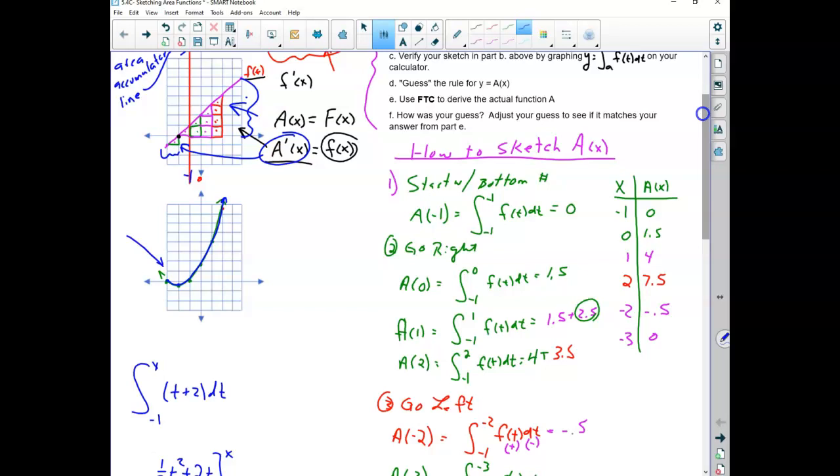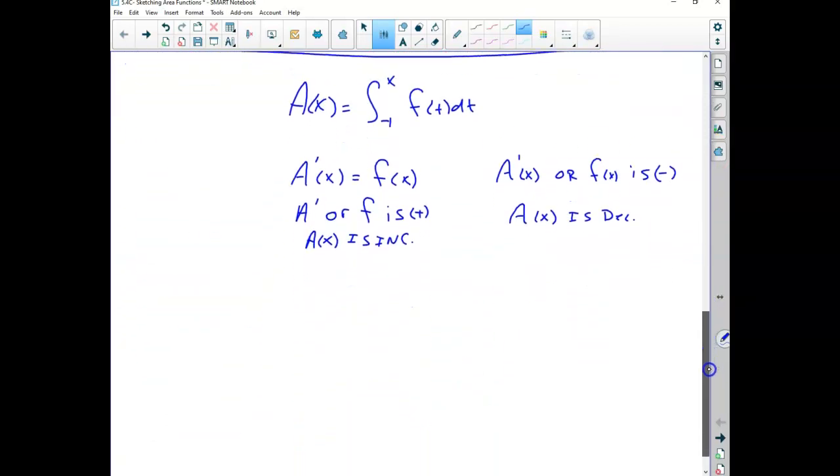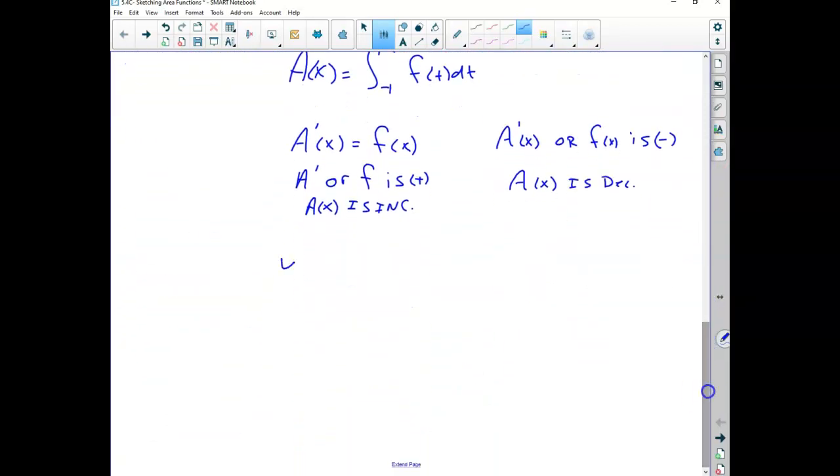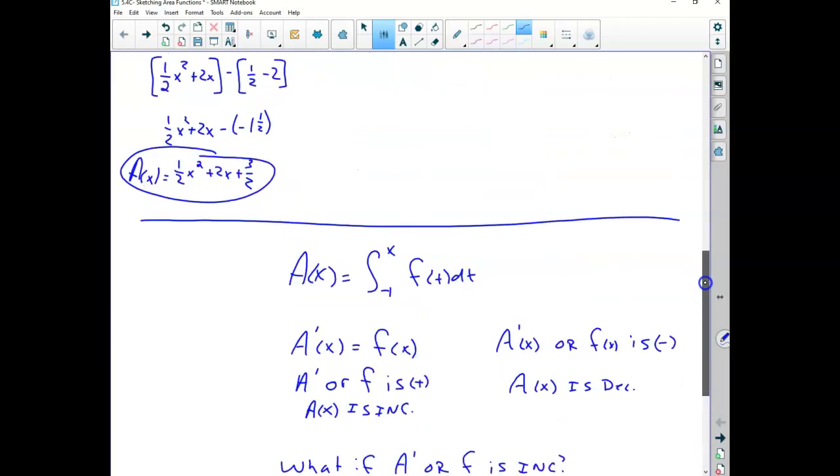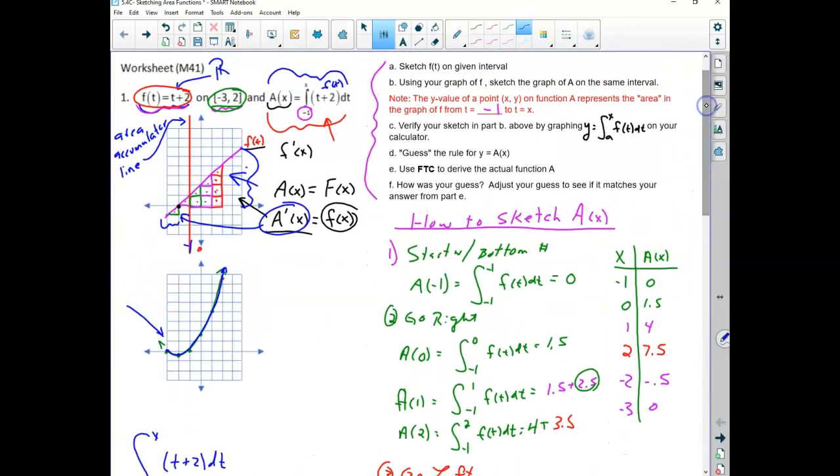Well, what if A prime, now think about this, what if A prime or f is increasing? What did that mean? Well, if A prime or f was increasing, what did that mean about its tangent line? And I can see this, okay, A prime is increasing. So what's the slope of A prime?